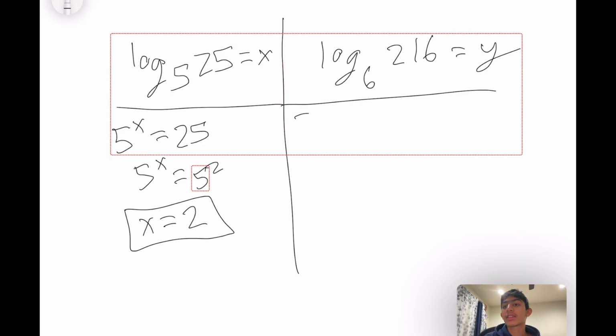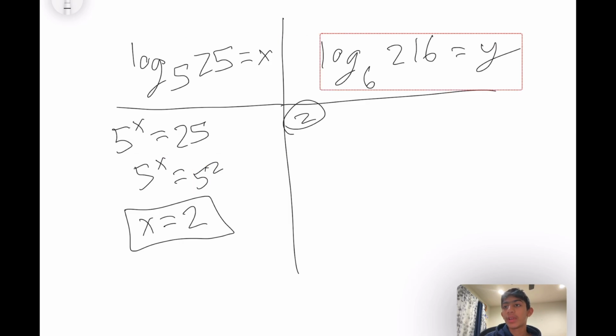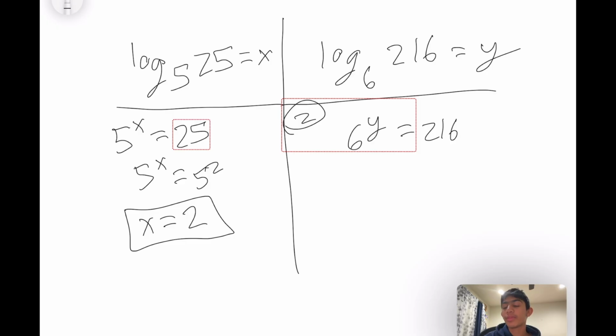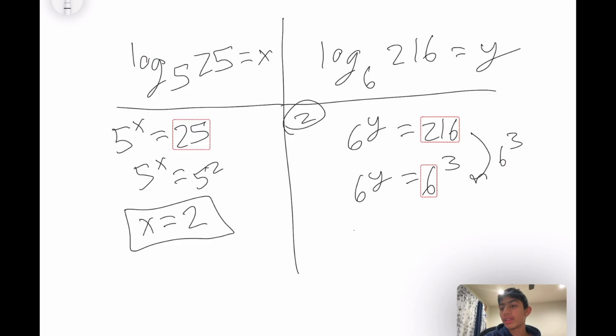Now let's try the second example. 6 to the power of y is equal to 216. 6 to the power of y is equal to 6 to the power of 3, because 216 is equal to 6 to the power of 3. This means y is equal to 3.